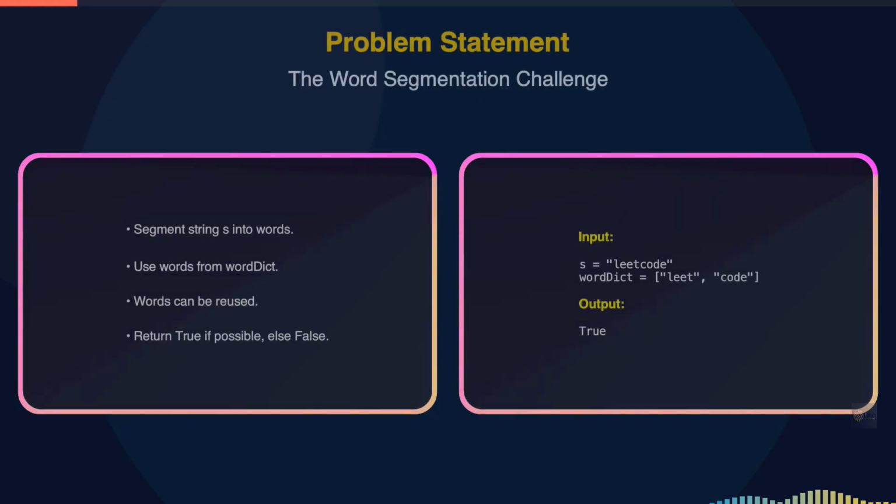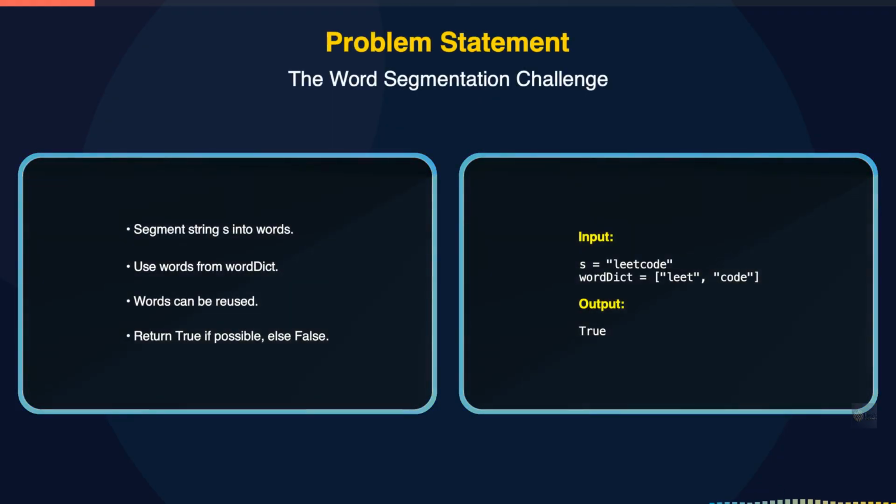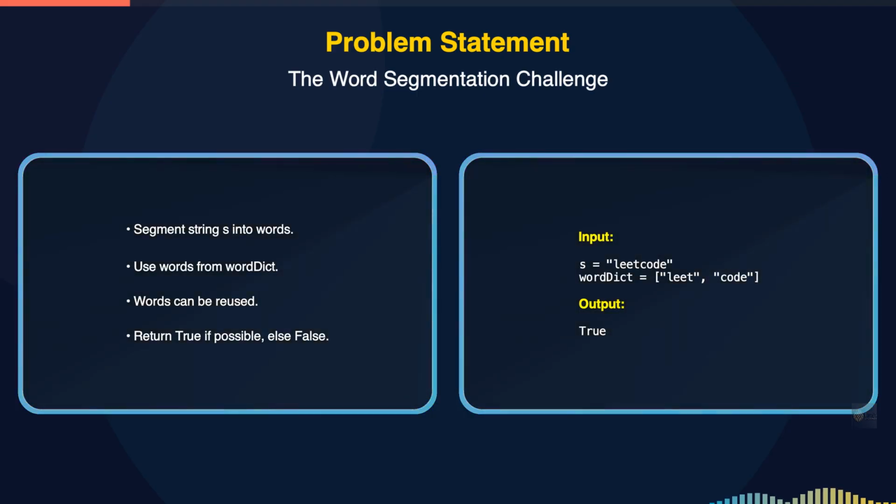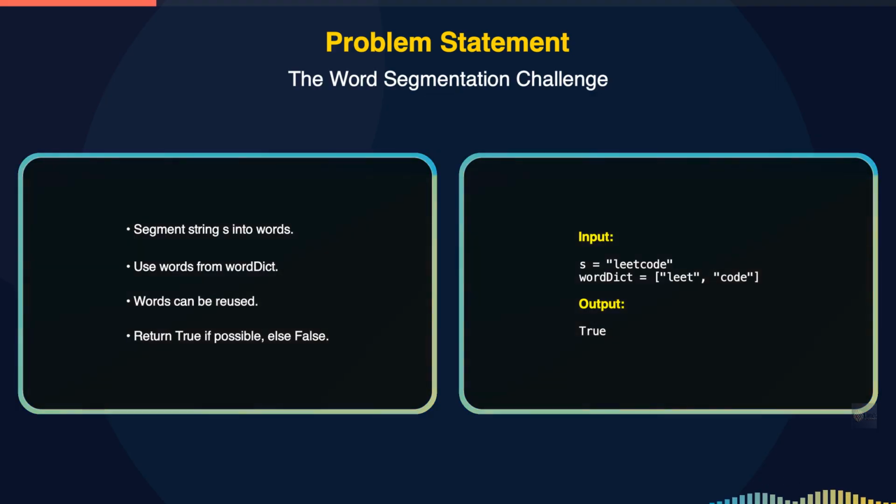Given a string S and a dictionary of words worddict, we need to determine if S can be segmented into a space-separated sequence of one or more dictionary words. For example, if S is "leetcode" and our dictionary contains "leet" and "code", the answer is true because we can split it into "leet" and "code". However, if S is "catsandog" and the dictionary has "cats", "dog", "sand", "and", the answer is false because that trailing g leaves us stranded.